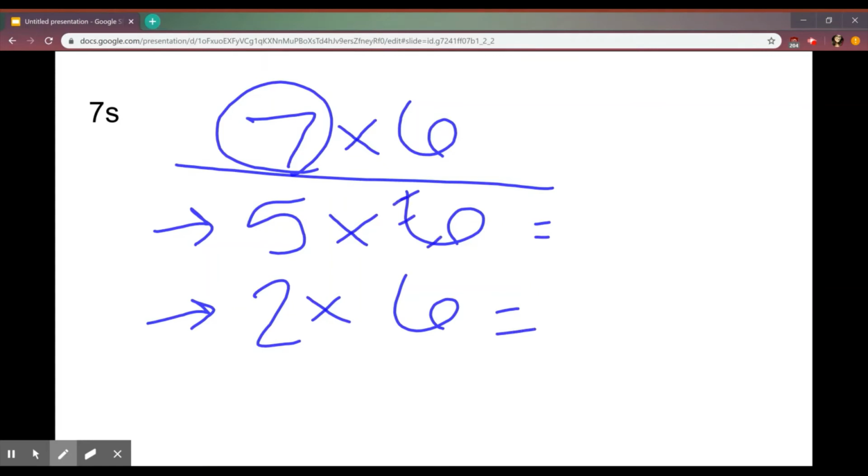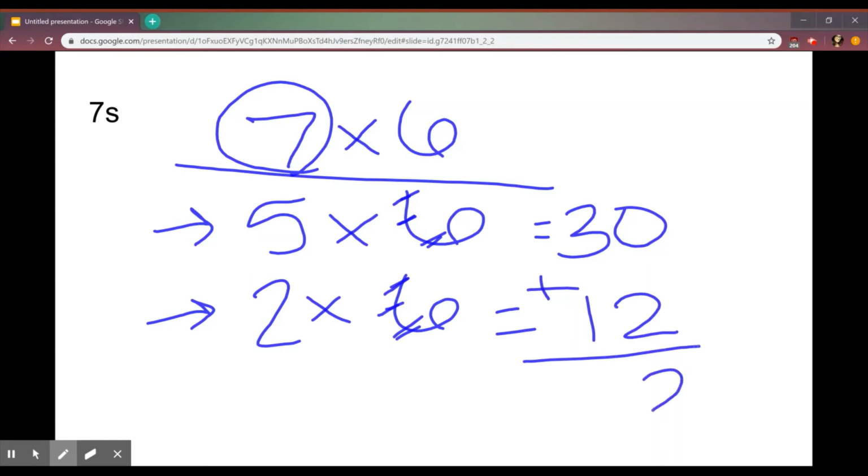5, 10, 15, 20, 25, 30. 2 times 6. 2, 4, 6, 8, 10, 12. Now I add them together. And I get that that equals 42.